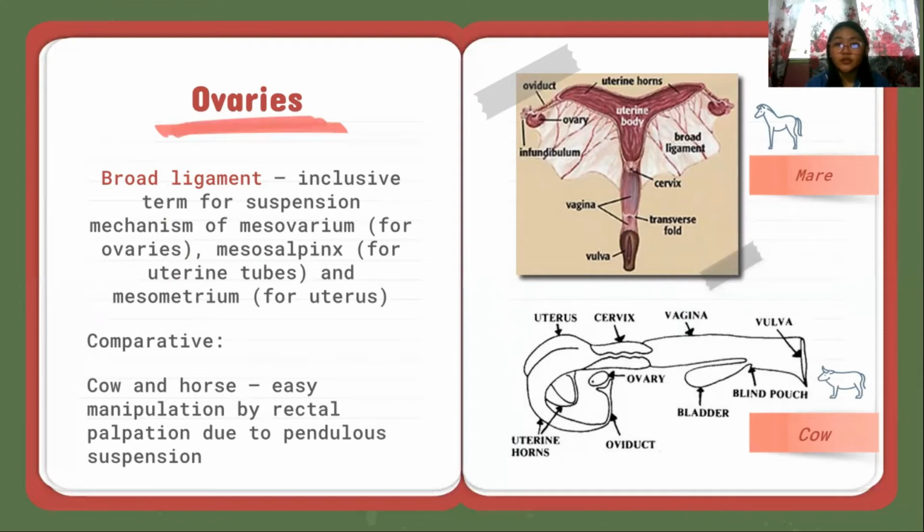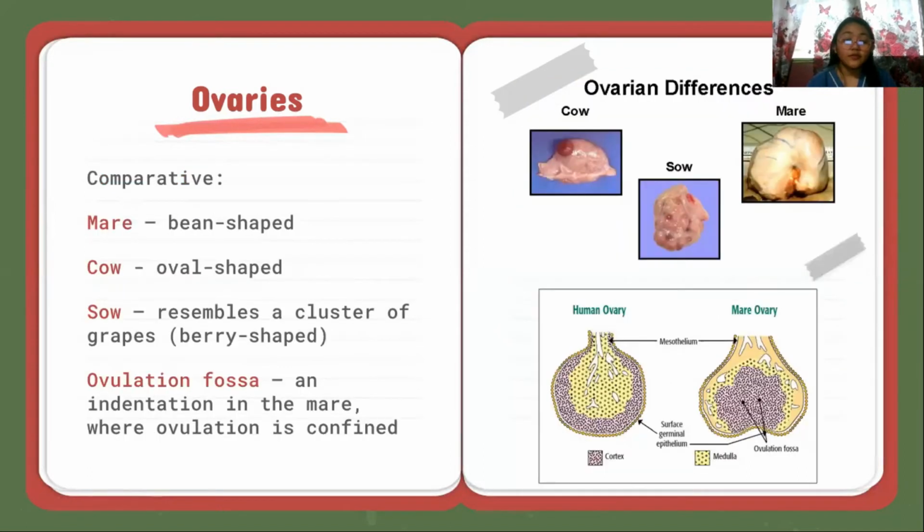Here are the pictures of the mare ovary and the cow ovary. For the comparative anatomy, the mare's ovaries are bean-shaped while the cow's are oval-shaped and the sow's resembles a cluster of grapes or is berry-shaped. The mares also have an ovulation fossa, which is an indentation in the mare where ovulation is confined.